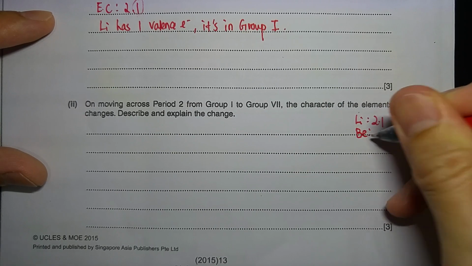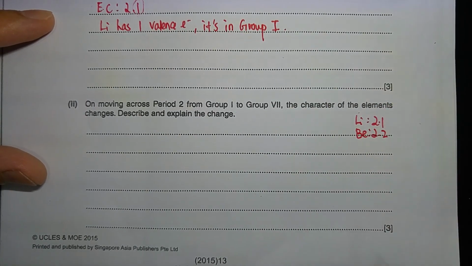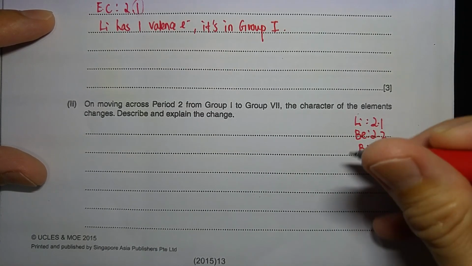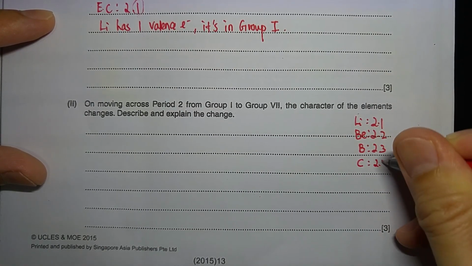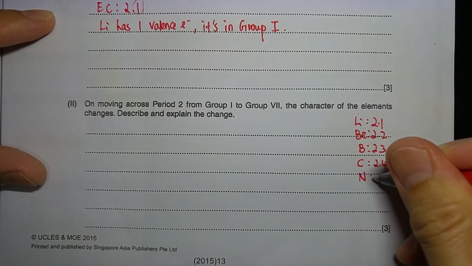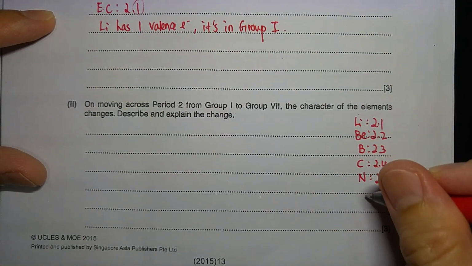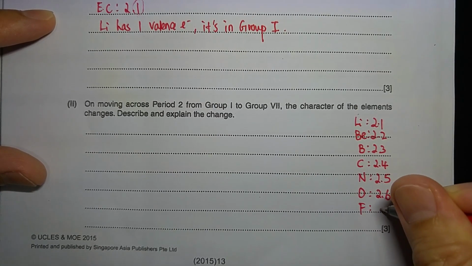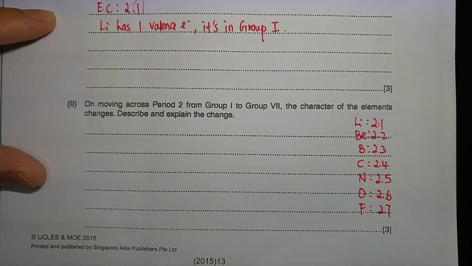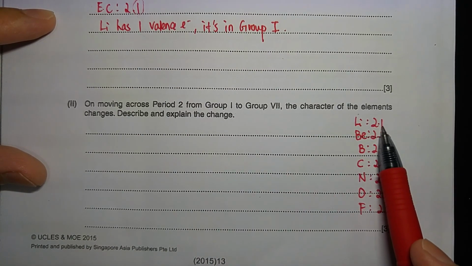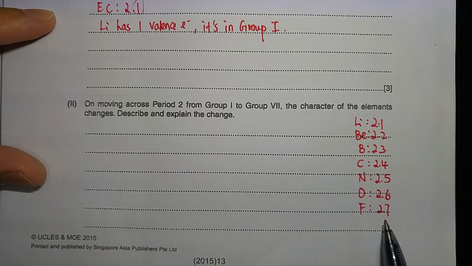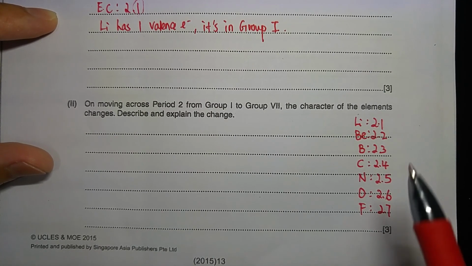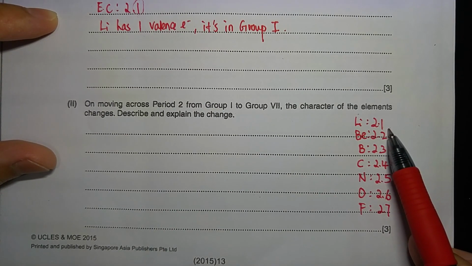Then beryllium, that would be 2, 2. Boron 2, 3. Then carbon 2, 4. Nitrogen 2, 5. Oxygen 2, 6. And fluorine 2, 7. So this is moving across from group 1 to group 7. The character of the elements changes. The character in this case refers to metallic and non-metallic.